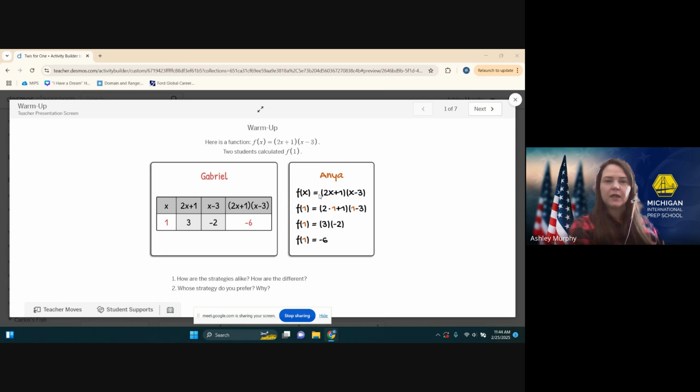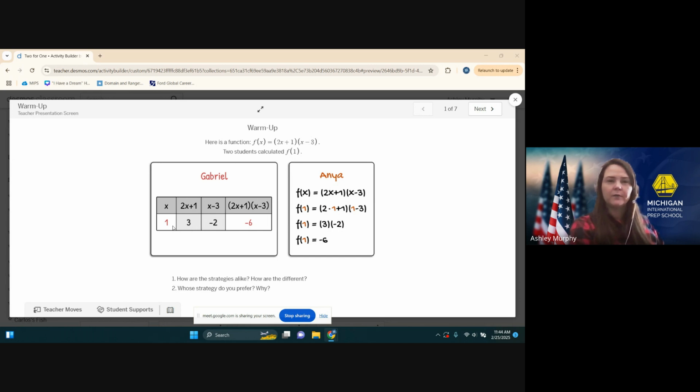So wherever you see an x, I'm going to start with Anaya's methodology first. Wherever you see the x, you can see she has taken the x away and put 1 in its place. X is gone, 1 is in its place. Now 1 minus 3 is negative 2. 2 times 1 is 2, plus 1 is 3. 3 times negative 2 is negative 6. She has her answer.